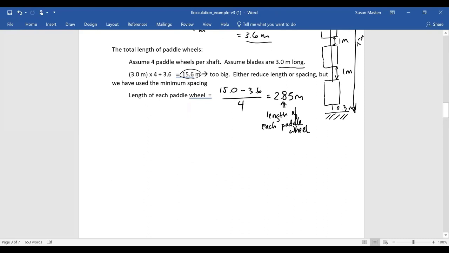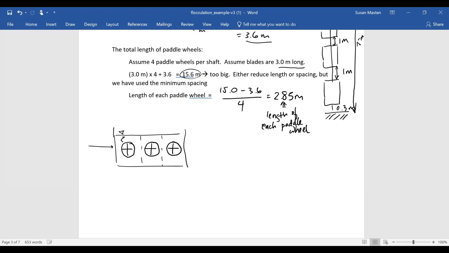Okay. So just to reiterate what we have, we have flow in. And this is our profile view. We have a water level here. We have three compartments. We have a paddle wheel in each compartment. And the diameter of the paddle wheel is 3 meters. Okay, so that's our diameter.